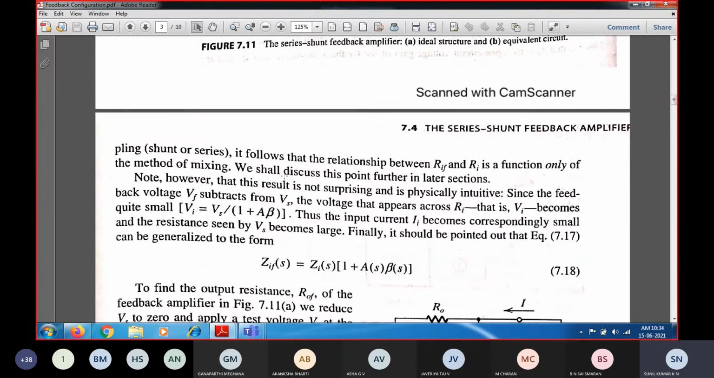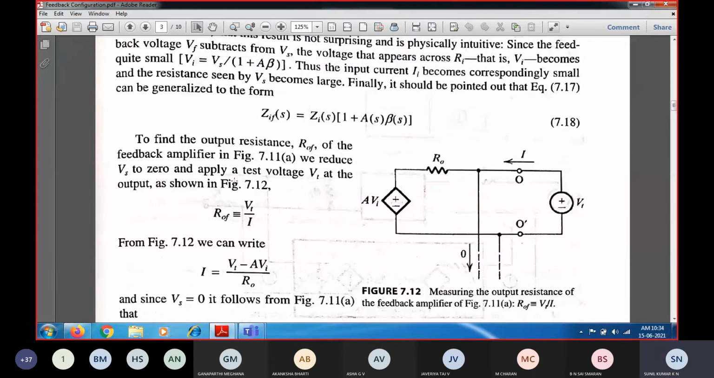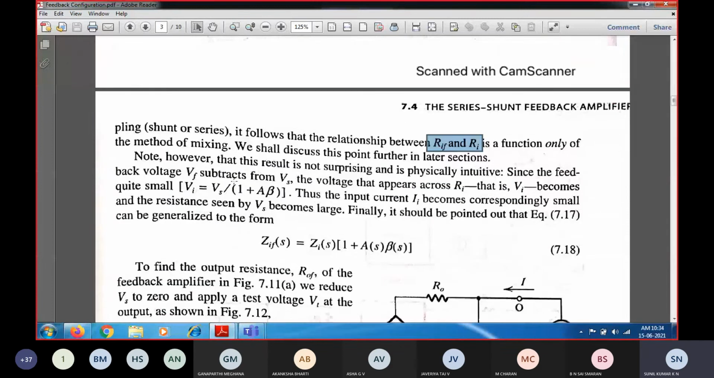Now we have obtained that the relationship between RIF and RI is a function only of the method of mixing. We shall discuss in a later section how that works. So on employing the test circuit, the procedure is to find the relationship between RIF and RI. We have already obtained that: RIF is the input resistance with feedback, and RI is the input resistance. Now let us see how the same thing can be represented in terms of impedances.